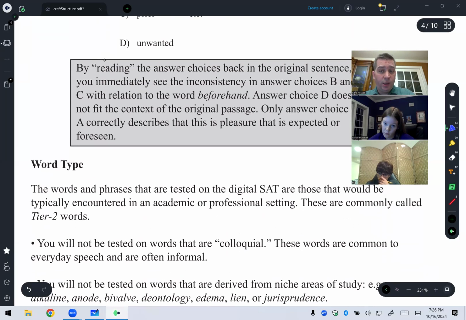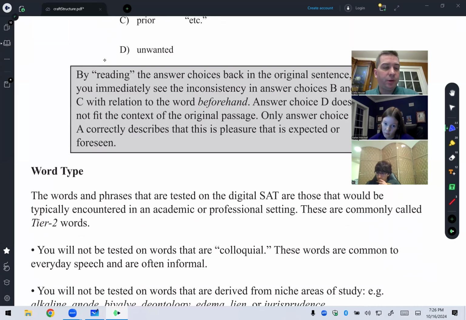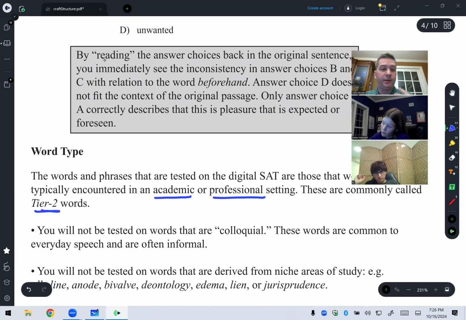Okay, so they cap the difficulty for the vocabulary on the SAT. They're mainly interested in what they're calling tier 2 words. These are words that would be typically encountered in an academic or professional setting. I'm going to go over all of the types of words they don't test, just because I want you to be aware they're not going to test you on certain words. So we'll talk about that a little bit first, and then we'll look at some of the words that they will test you on.